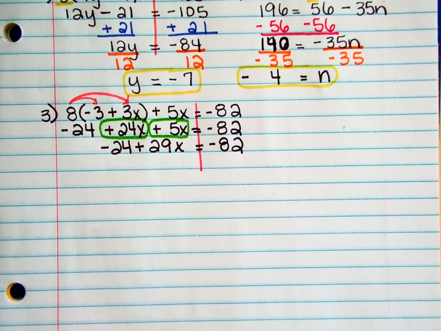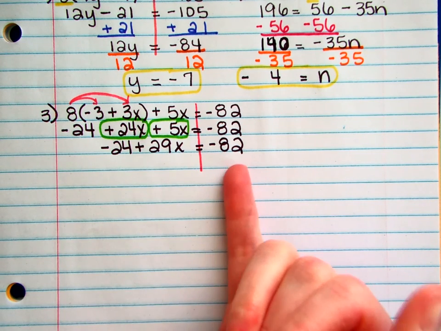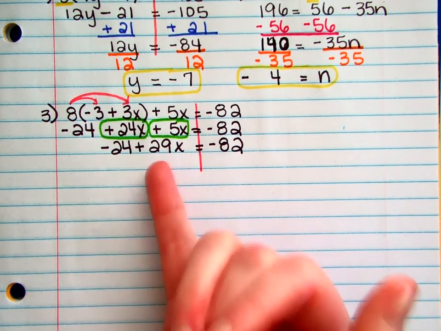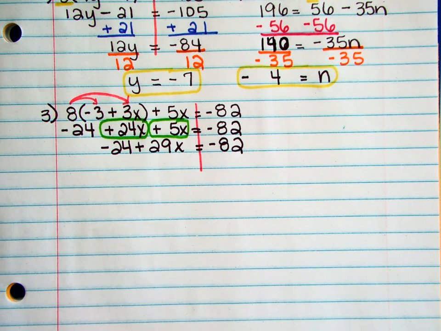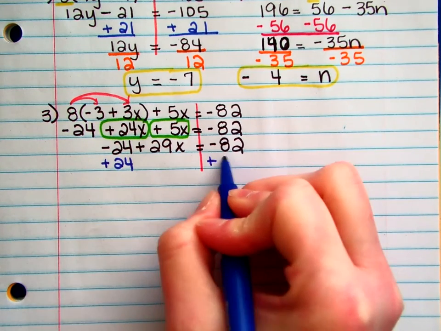Alright, now we can move all of our variables to one side and constants together. I've got a constant all by himself over here, so the best thing is to move this guy over here with him and just leave the variables where they are. So he's a negative 24, so to get rid of him, we've got to add him. So we're going to add 24 to both sides.